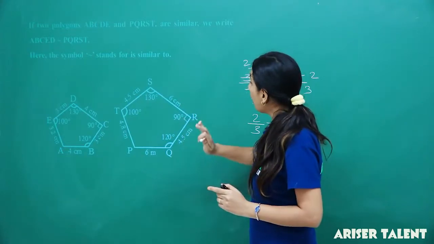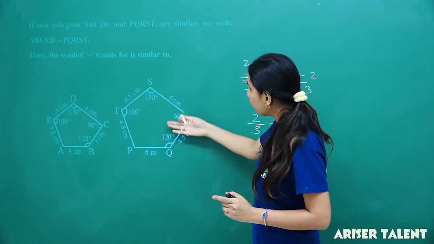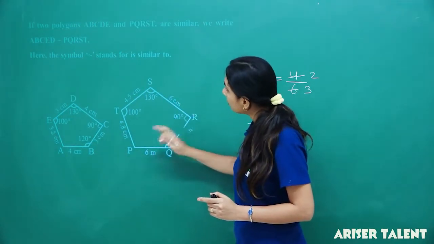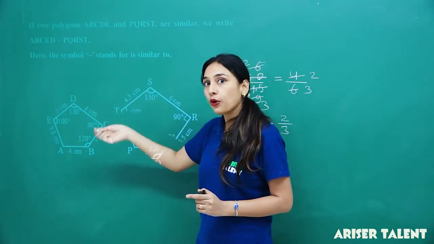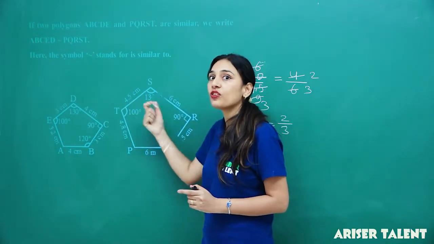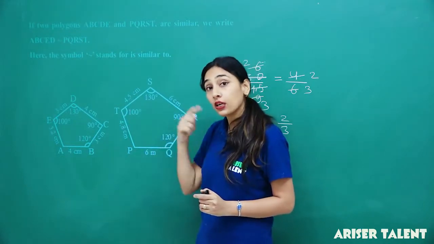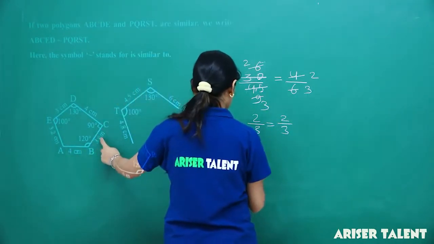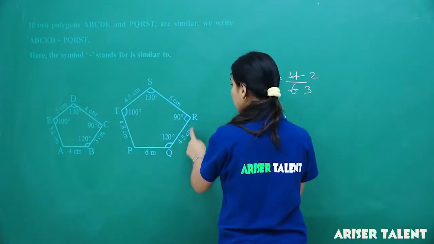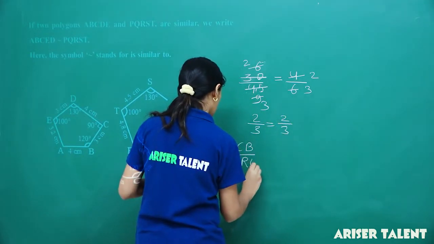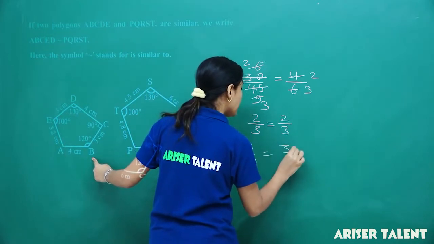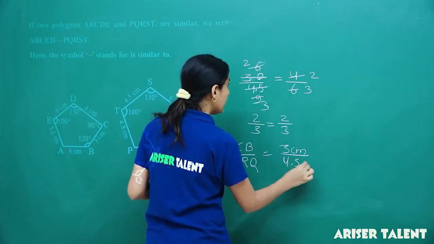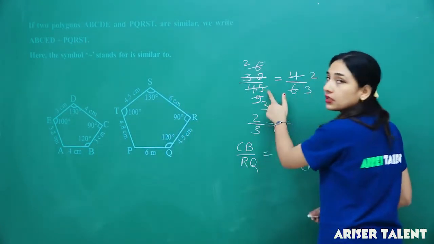Similarly, we can prove here that this particular QR with this ratio is also the same. So, if we are taking ratios of corresponding sides, they are going to be equal in each and every case. Okay, let's try this on CB and RQ. Now, CB is 3 centimeter and RB is 4.5 centimeter.